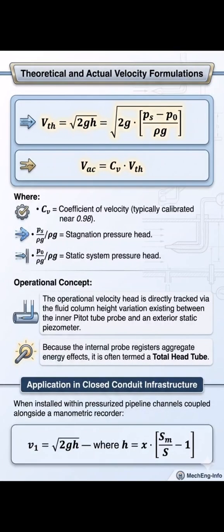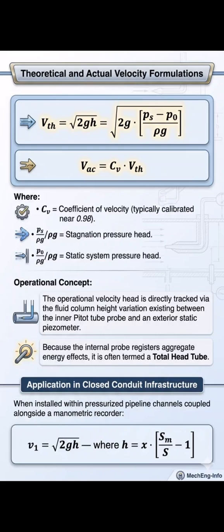Theoretical and actual velocity formulations. V theoretical is root over 2g h, where h is (ps minus p0) by rho g. V actual is Cv times V theoretical, where Cv, the coefficient of velocity, is typically calibrated near 0.98. ps by rho g is the stagnation pressure head, and p0 by rho g is the static system pressure head.